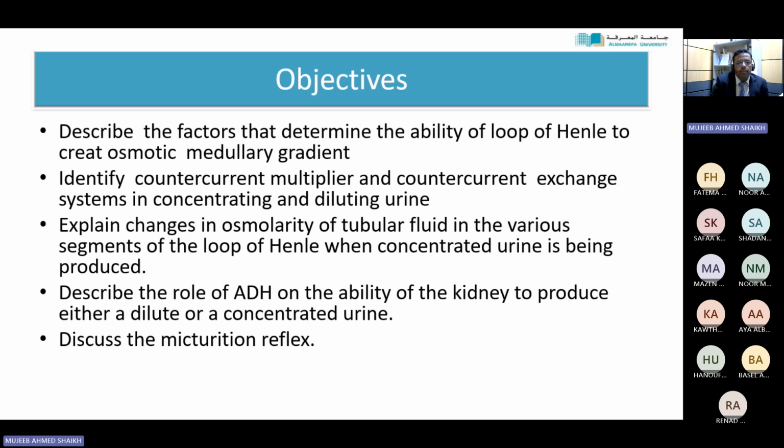At some place it may be 300 milliosmol per liter. At another place it may be 400. At some place it may be 500 milliosmol per liter, like that. So different levels of osmolarity will be found, and this is known as the osmotic gradient. Then the next point in today's lecture is what is meant by counter current multiplier.